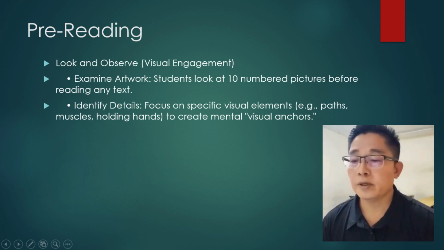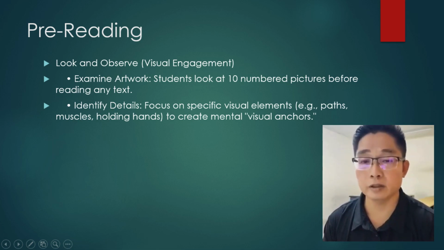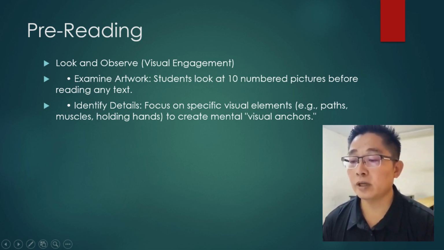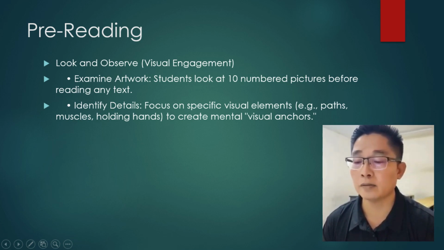Okay, I'll be doing the pre-reading. In the pre-reading, the students need to look and observe. This is the visual engagement. So they need to examine the artwork. Students look at 10 numbered pictures before reading any text. Okay, and the next thing they're gonna do is to identify details. They need to focus on specific visual elements, for example, paths, muscles, holding hands, etc. This is to create mental visual anchors.